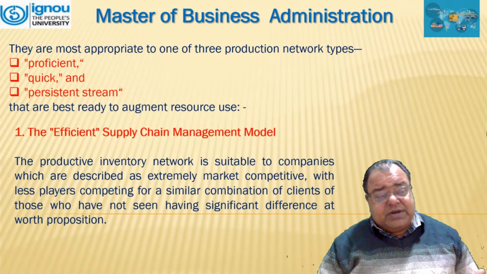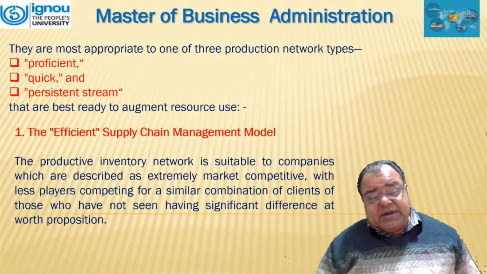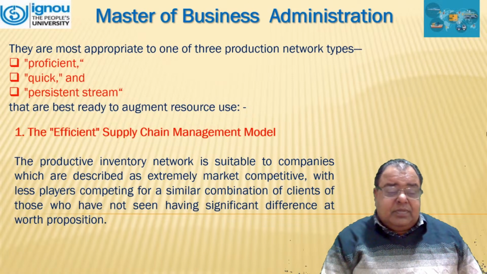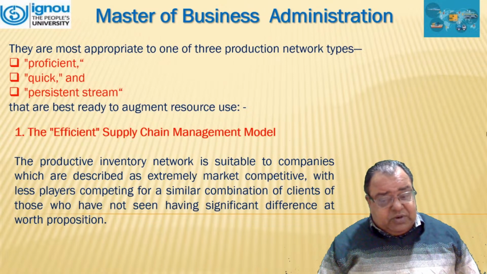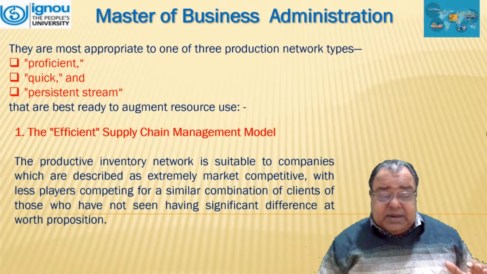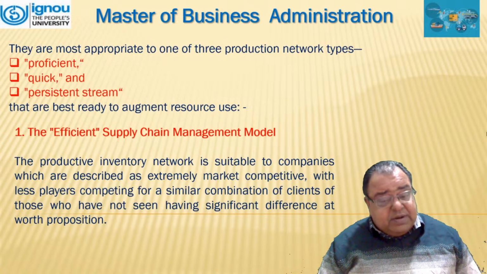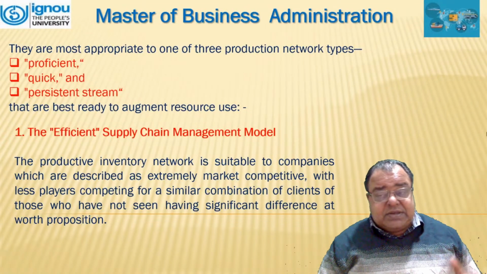First one, proficient, quick, and persistent flow. They are the best ready to augment resource use. The first one is the efficient supply chain management model. The efficient supply chain is suitable to companies which are described as extremely market competitive, with less players competing for a similar combination of clients, of those who have not seen significant difference in value proposition.